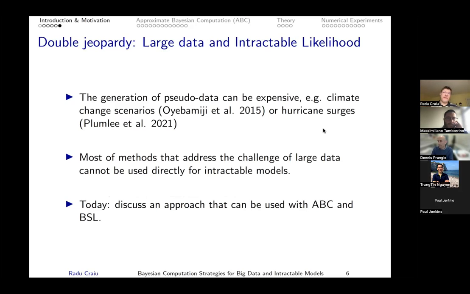But the motivation, the real motivation for our work with Evgeny was, what do you do if you have some sort of double threat here, right? You have both large data and intractable likelihood. And by large data here, I mean expensive data to generate, right? So for instance, in climate change scenarios or hurricane surges, generating the data like the one you observe involves complex processes that could be very costly in time, right? So actually running the ABC and BSL could be expensive.